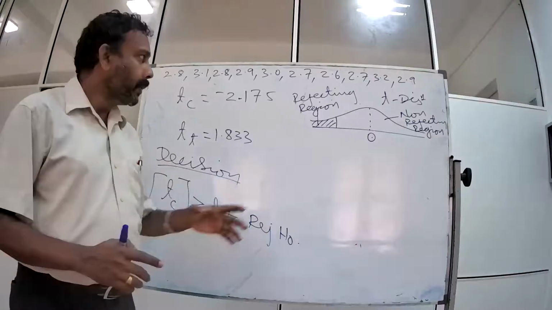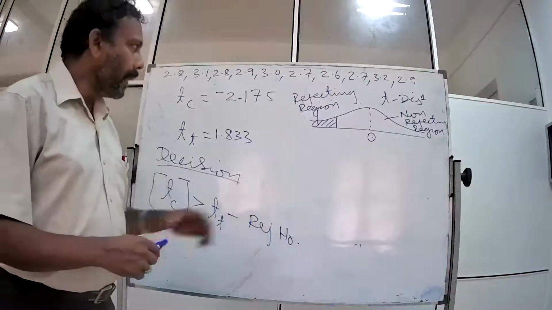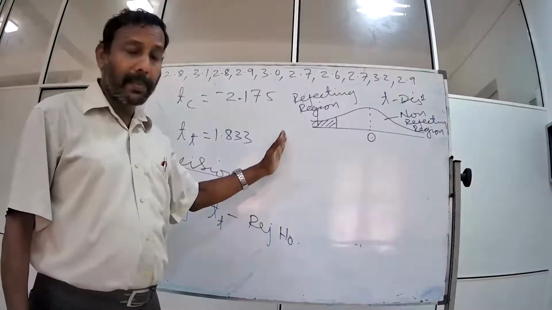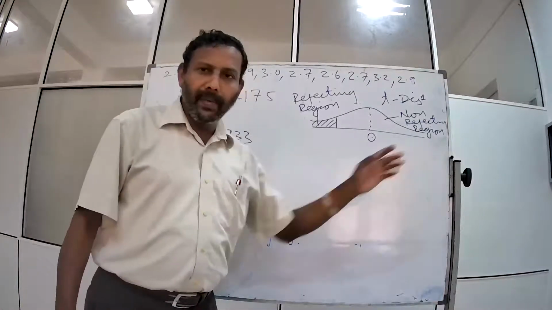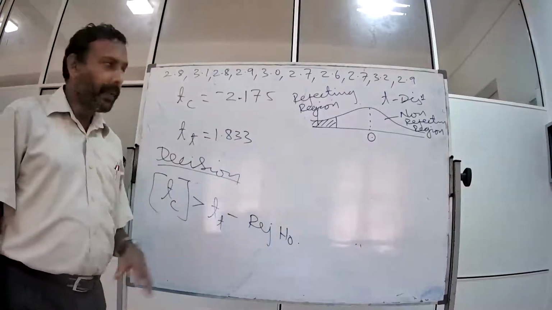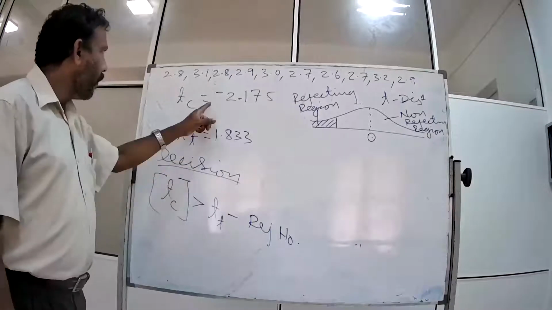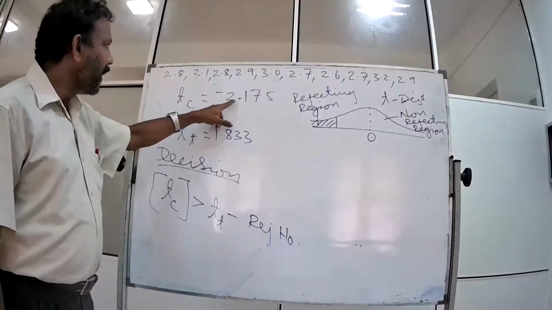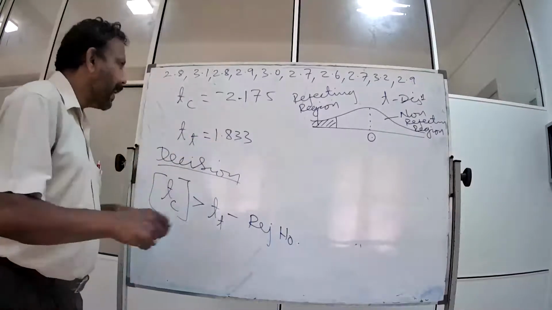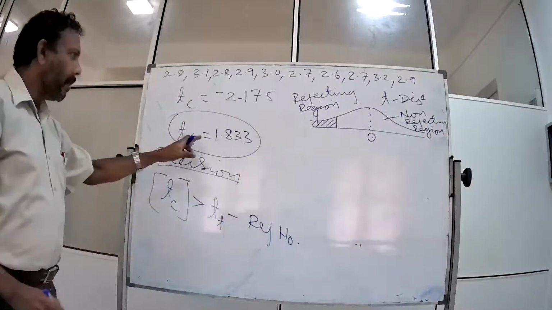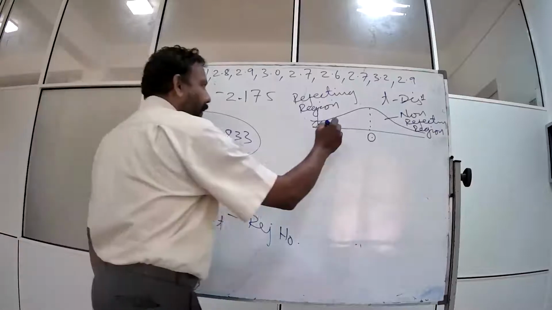Now, as you all know, in the T distribution we have minus infinity as the minimum possible value and the maximum value will be plus infinity. So now tell me, we can demarcate this table value. This table value is called the critical value.